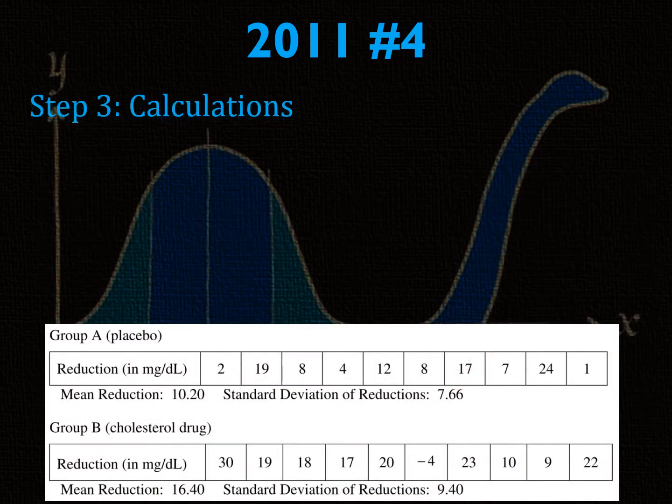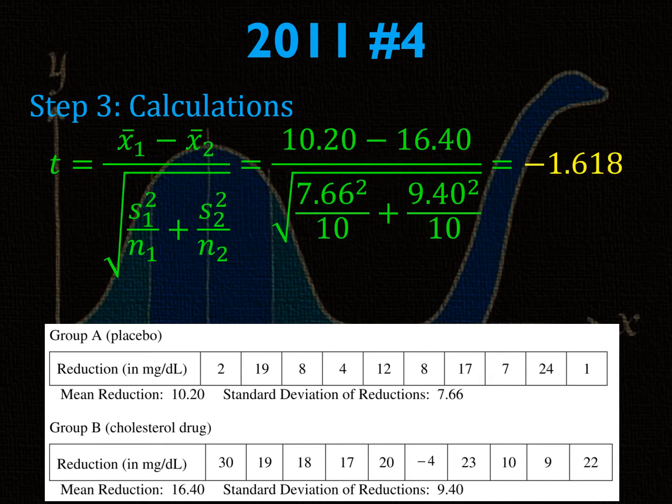I should mention that there's no need to check the independence condition because it is presumed that the two randomly assigned groups are independent. Now let's move to the calculations. The t statistic is x bar 1 minus x bar 2 over the square root of s1 squared over n1 plus s2 squared over n2. Conveniently, they gave you all these values. You didn't even have to use the calculator.